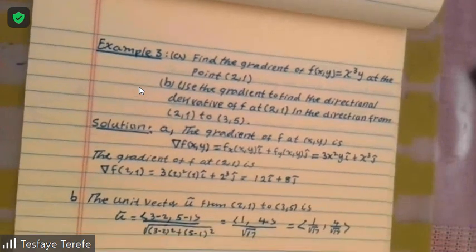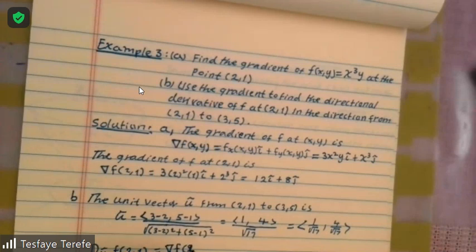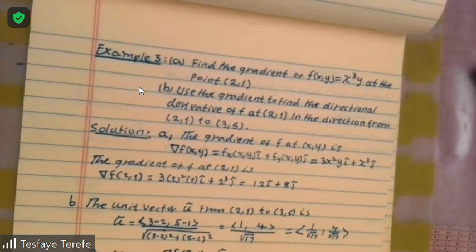We have that. Then what is the directional derivative at the point (2, 1)? It is the gradient of f at the point (2, 1) dotted with the unit vector. And that is going to be (12, 8) dotted with (1 over square root of 17, 4 over square root of 17).